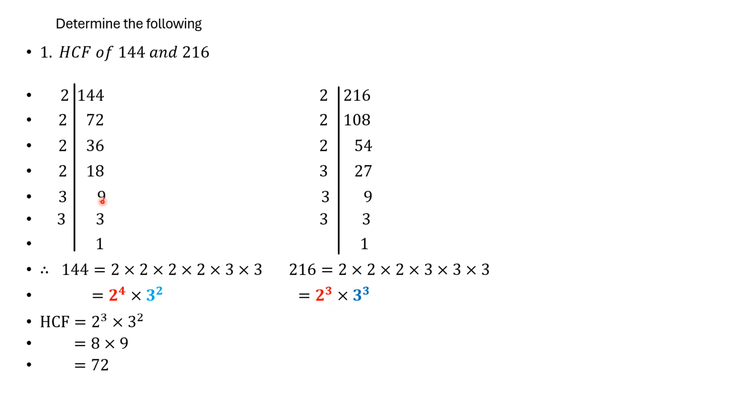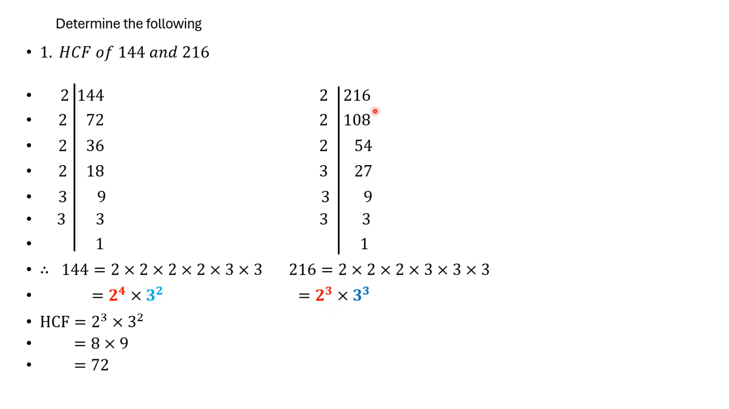2 can't go into 9, so the next prime number is 3, so 9 divided by 3 gives me 3. And there 3 still divides into 3, which gives me 1. So therefore 144 equals 2 times 2 times 2 times 2 times 3 times 3. That gives me 2 to the power 4 times 3 to the power 2.